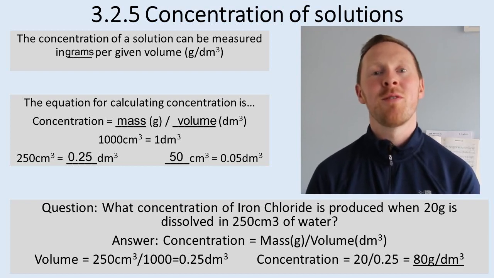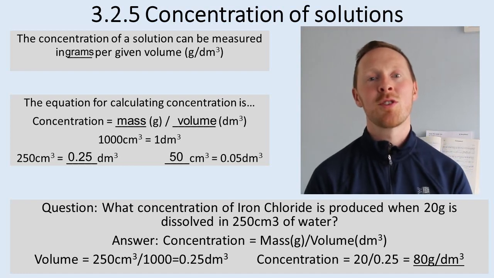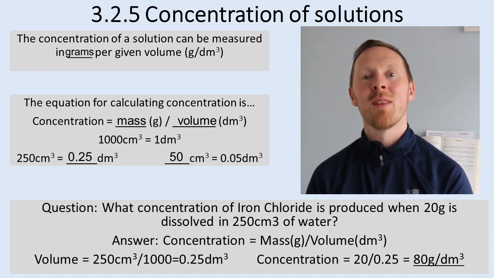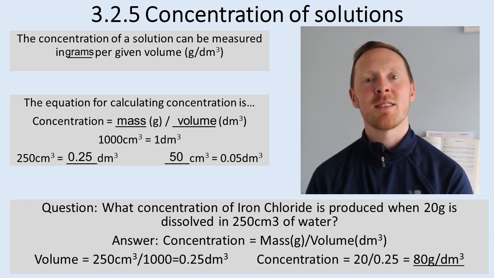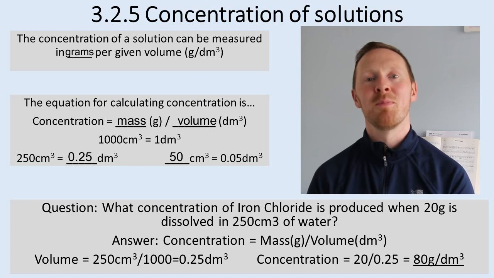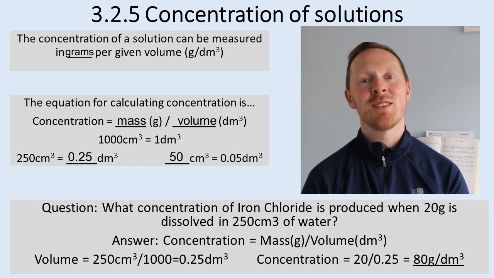The second mark will be for working out the concentration. Concentration is mass over volume. The mass is 20 grams. The volume is 0.25 decimeters cubed. 20 over 0.25 equals 80 grams per decimeter cubed. So you'll get a mark there probably for the unit that you've used. Grams per decimeter cubed.